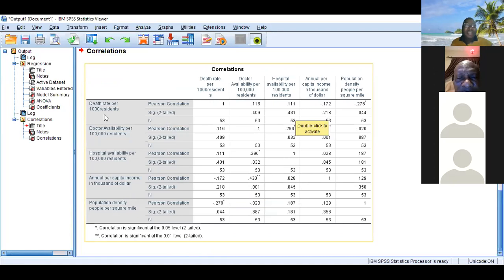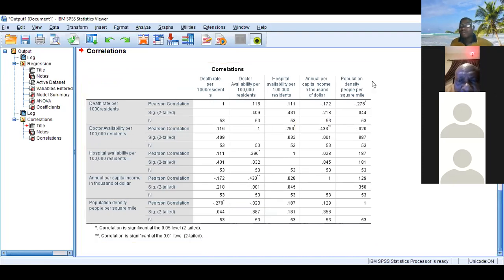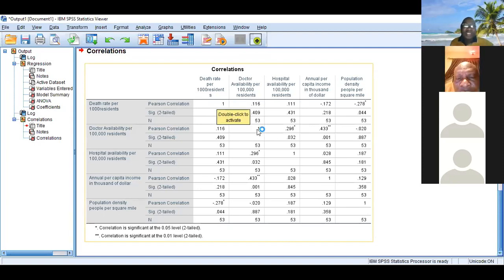The way we list them: death rate, doctor availability, hospital availability, annual per capita income, population density. As it lists it vertically, it also lists it horizontally. Now, along the diagonal, this is where death rate correlates with death rate to be 1. The second one, doctor availability correlates with doctor availability to be 1. Hospital availability correlates with hospital availability to be 1. Annual per capita income correlates with annual per capita income to be 1. Then the last one, population density correlates with population density to be 1.